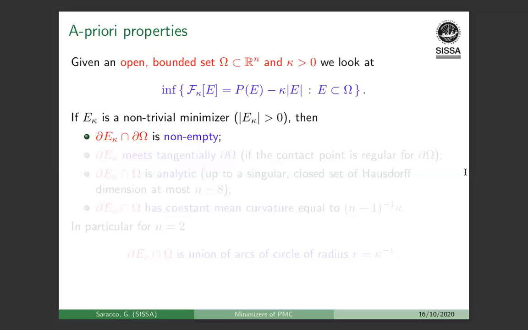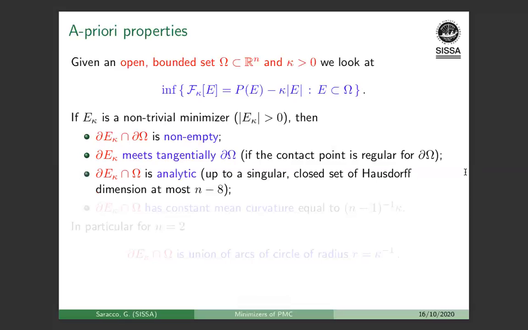And we find out that actually the boundary of E_k meets the boundary of Omega in a tangential way whenever the contact point is regular. This means that if there exists an outward normal at x, and x is the contact point, then there exists the outward normal at x also for the boundary of E_k, and the two normals actually coincide.